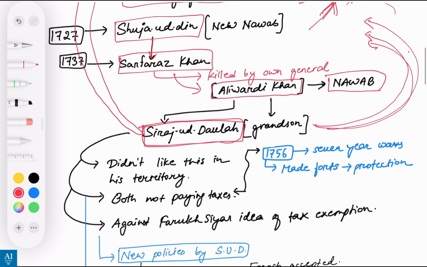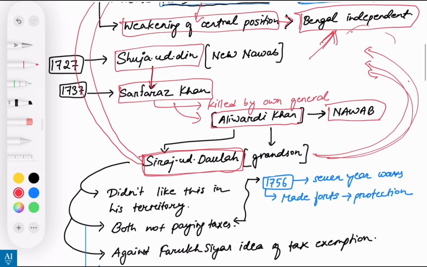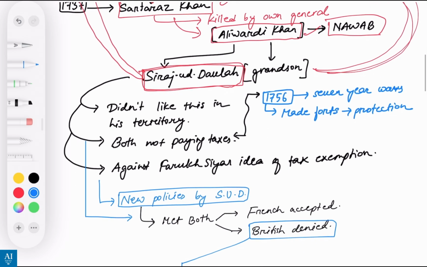Who? Sirajuddaulah. And those rulers, Sarfaraz Khan, Shuja-ud-din, these rulers were not weak also, but they didn't think about the British. So Sirajuddaulah thought, why are the British not paying tax? They are Europeans and everyone should pay tax. So Sirajuddaulah didn't like the ambitions of the British in their territory, the ambitions of Europeans.